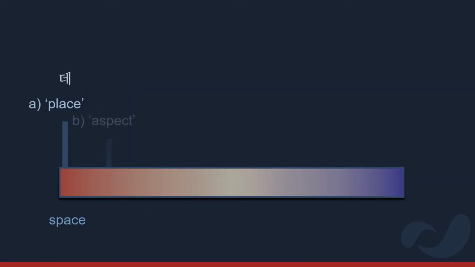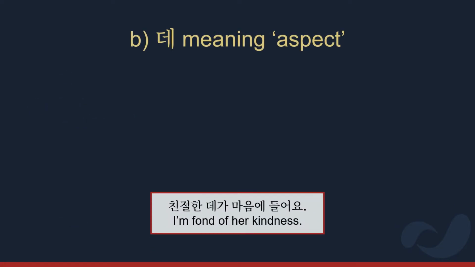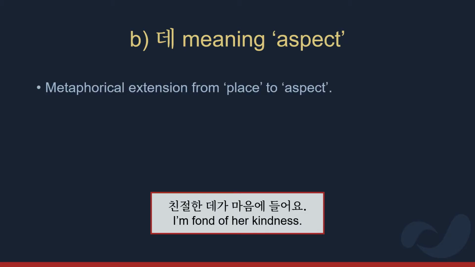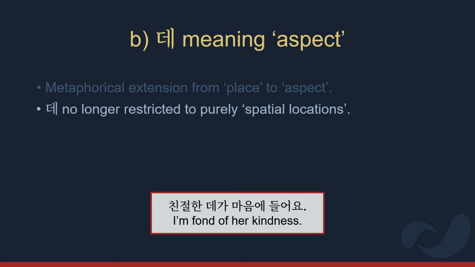Extending from this, the meaning of place came to mean aspects. Take for example, 친절한 데가 마음에 들어요. I'm fond of her kindness. In this usage, der has taken a metaphorical extension to express a particular aspect of the girl. It still has the meaning of place, but it no longer only refers to spatial locations and can express abstract places.